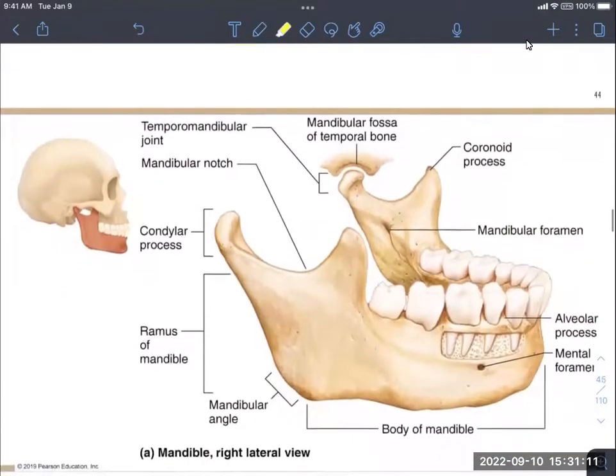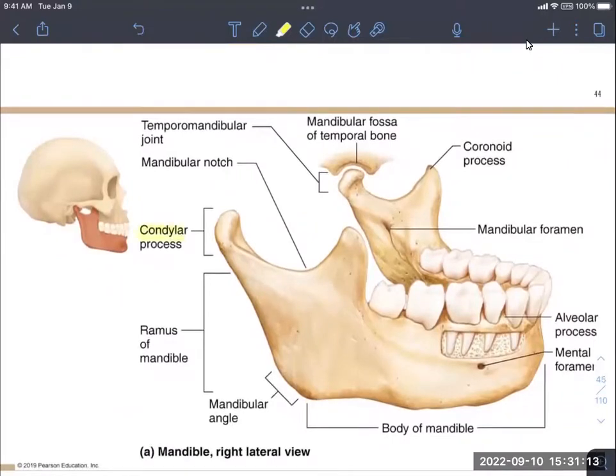So here's everything. Let's look. Here's that condylar process. We have that coronoid process. We have the ramus all along here. That mandibular angle where I said it was that corner. The body, we have that mental foramen in your chin. The alveolar processes are where your teeth attach. The mandibular foramen, mandibular notch, and that's what makes up your temporomandibular joint, right in there.